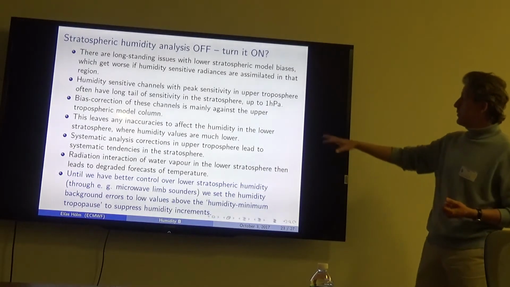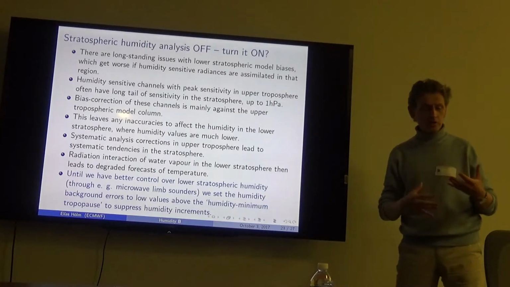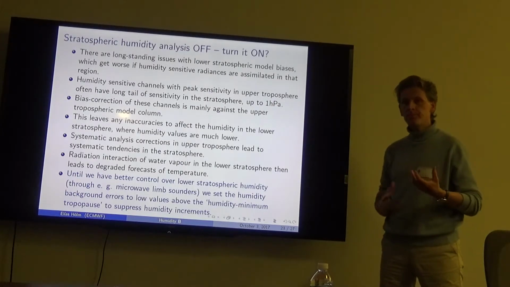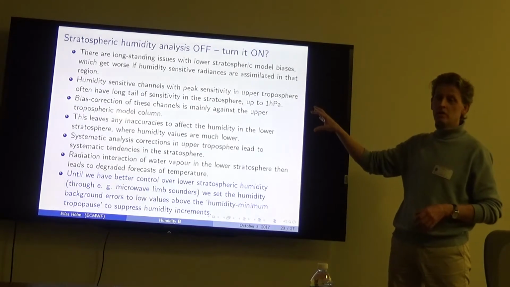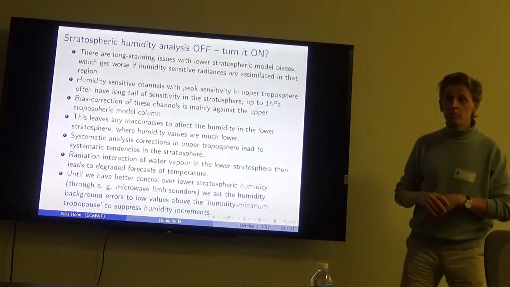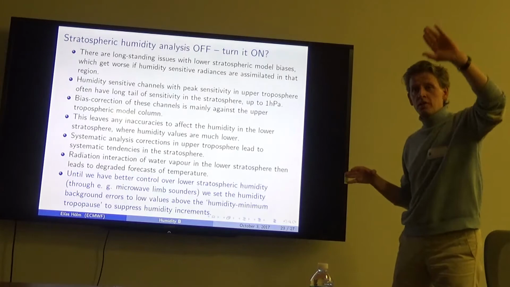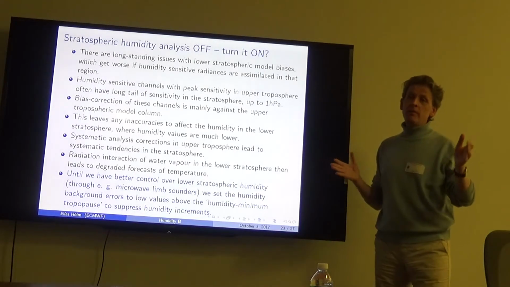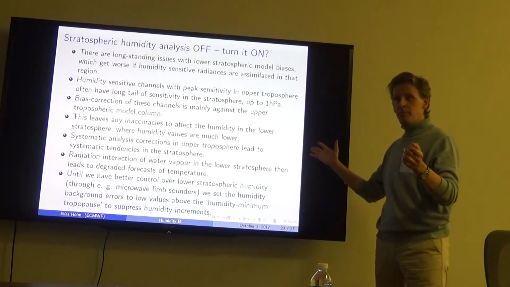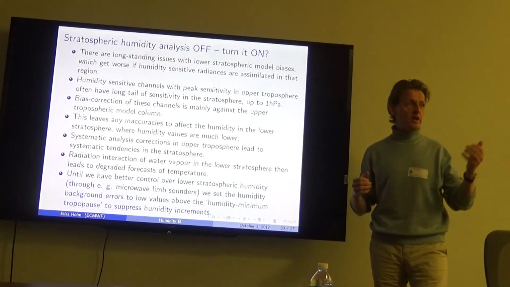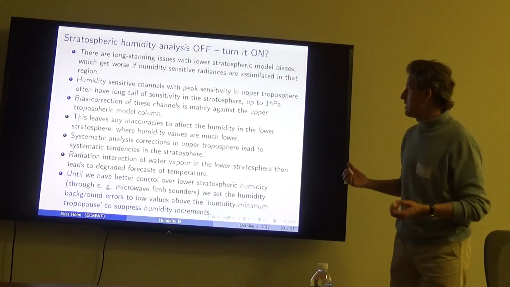The second thing is that when we looked at the humidity channels that are giving information in the stratosphere, these are peaks in the mid to upper troposphere. But then it's the tails of the Jacobians that come into the stratosphere. So the amplitude of the tail is maybe 2 orders of magnitude smaller than the peak. But humidity up there is also 2 orders of magnitude smaller. So it's a real signal.